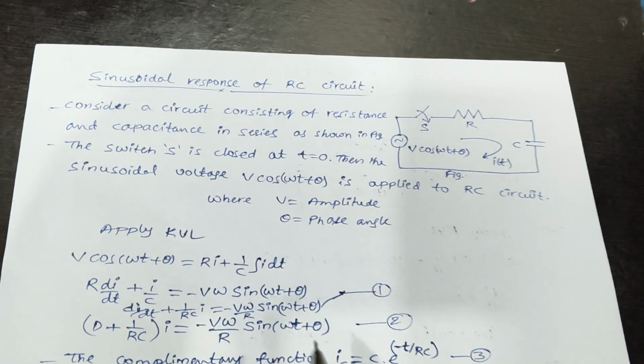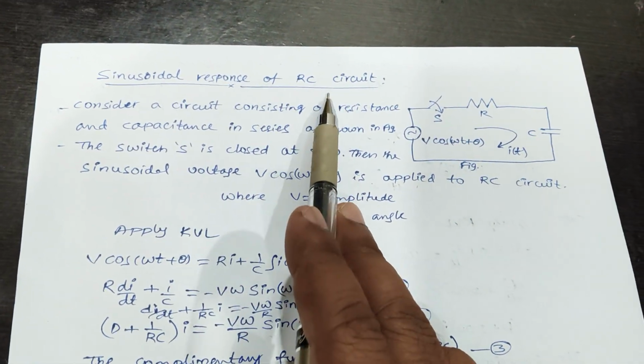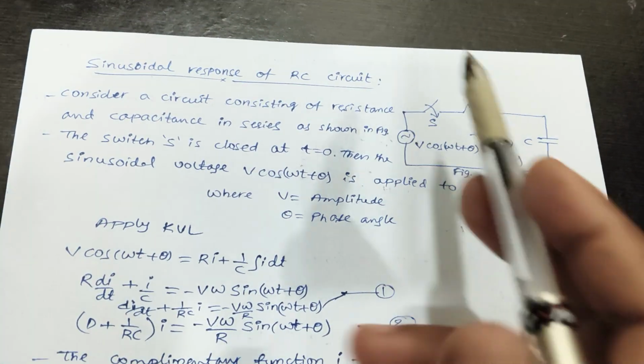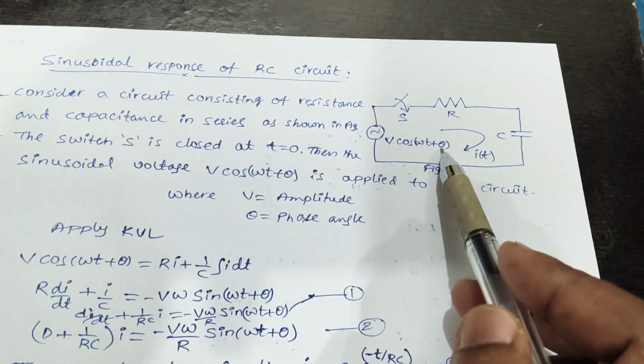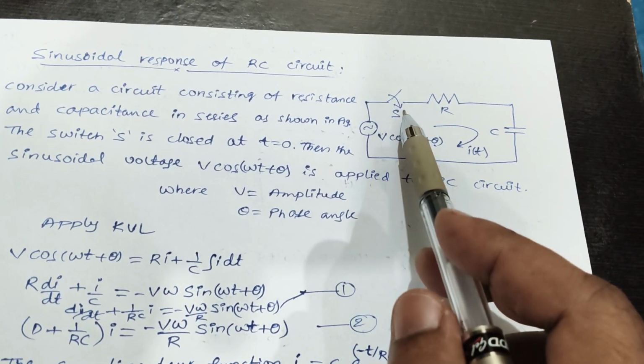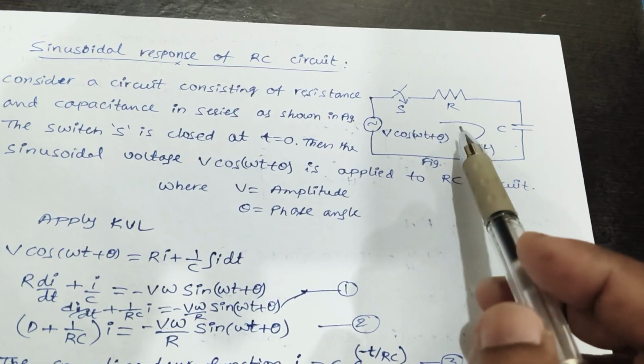Hi everyone. Today we'll see the sinusoidal response, or AC response, of a series RC circuit when the sinusoidal voltage V cos(omega t plus theta) is applied through the switch S to the RC series circuit. What is the current response? That we'll find out.